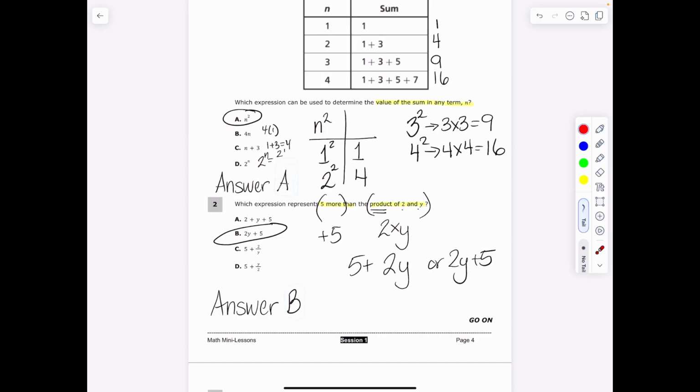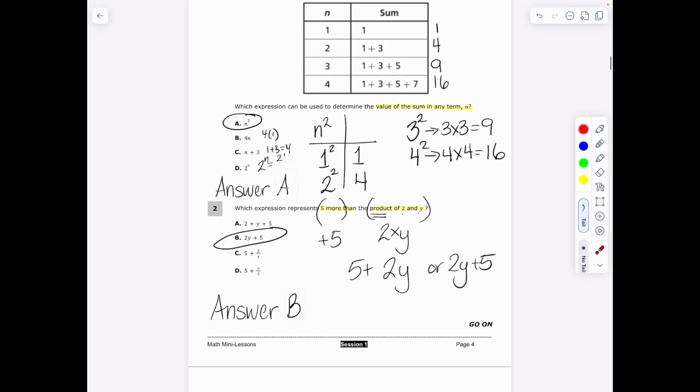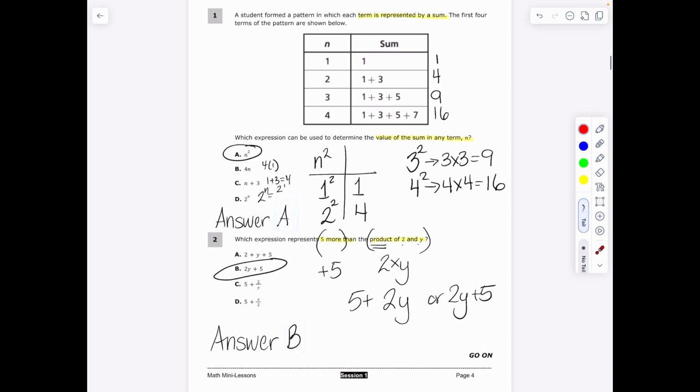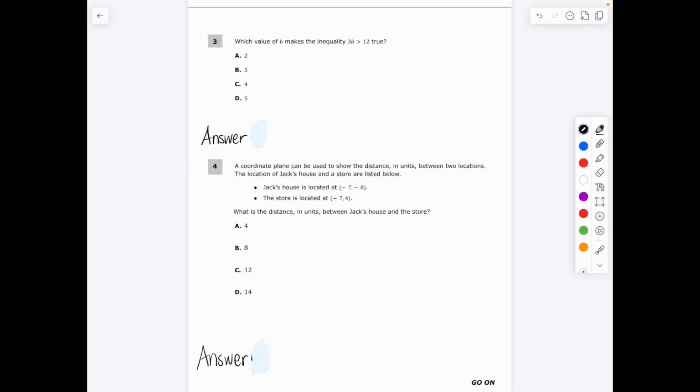All right, but that's how we break down this first one. So hit pause and jot this down into your notes. Let's look at 3 and 4. The answers are D and C. Check off with your work. And if you have them, move to the next chapter. If not, stay right here.